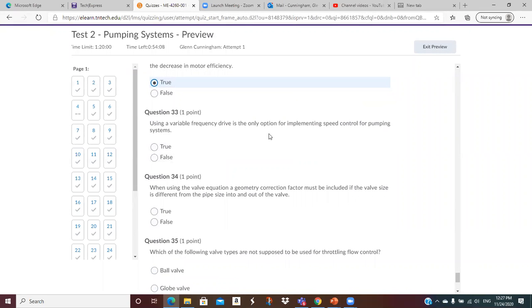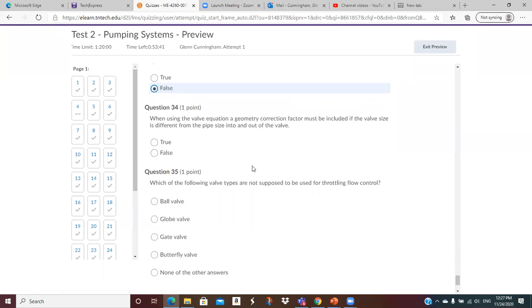Using a variable frequency drive is the only option for implementing speed control for pumping systems. No, there's magnet drives, magnetic couplings, there's gear drives, there's all kinds of other stuff out there. I'd say VFDs are probably the most common and best in general, but they're not the only option. So I'll have to click the wrong one.